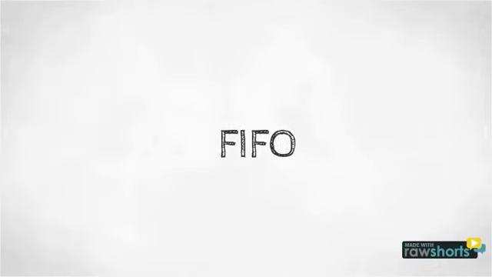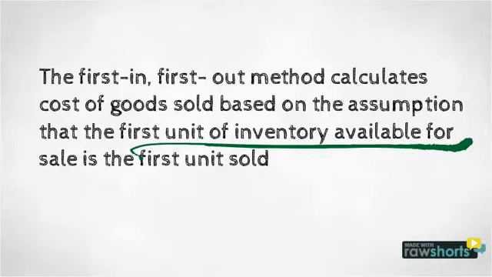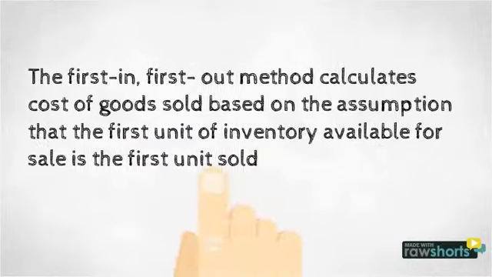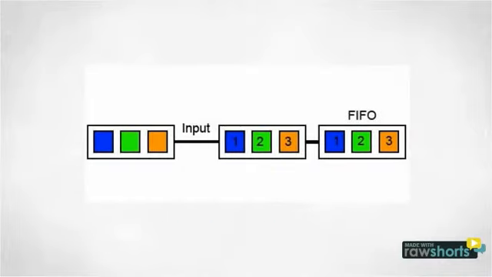The first in, first out method calculates the cost of the goods sold based on the assumption that the first unit of inventory available for sales is the first unit sold. In other words, inventory is assumed to be sold in the order that it is purchased. Let's see a picture to help us understand.